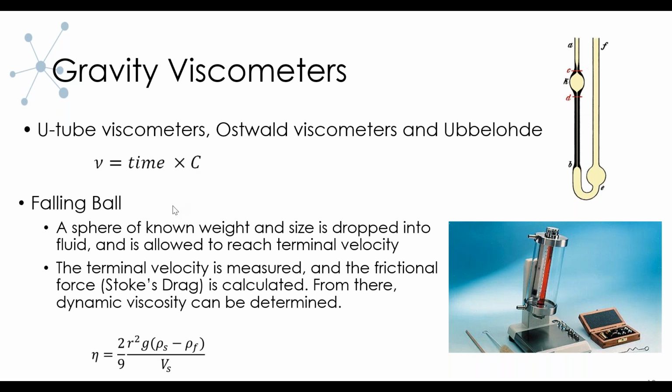Another gravity-driven viscometer is called the falling ball. With this type of viscometer, your fluid fills a cylinder and then a ball is dropped. The sphere has a known weight and size, and it is allowed to reach terminal velocity. With this terminal velocity, you're able to calculate the frictional force or Stokes drag, and from there you can calculate dynamic viscosity.